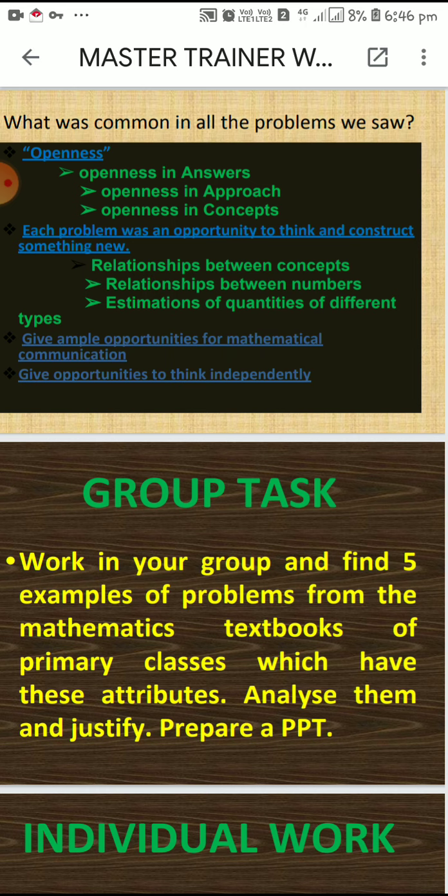Second one is openness in approach. If I say find the LCM or HCF of 5 and 3, so he can use the prime factorization method, he can use the division method, or any other trick he can use. So there are different ways. Approaches means ways. If you find any answer with the help of different ways, different paths, that is called openness in approach.